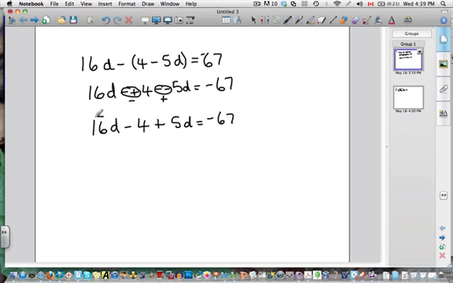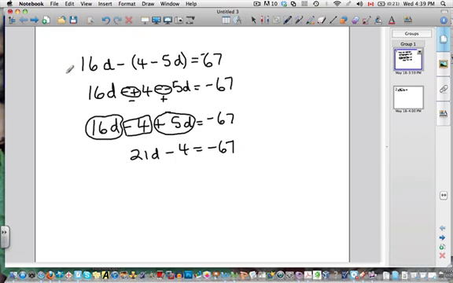Okay, now my next step. I am not finished simplifying. I still have 16d, I still have 5d, which leaves me with 21d, minus 4, I still have my negative 4, equals negative 67. Notice there are no equal signs down the left-hand side. When solving equations, they are always in the middle.